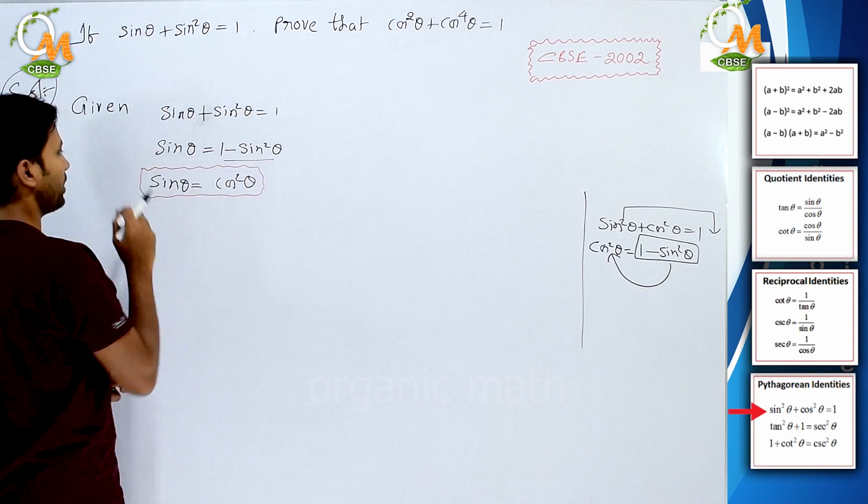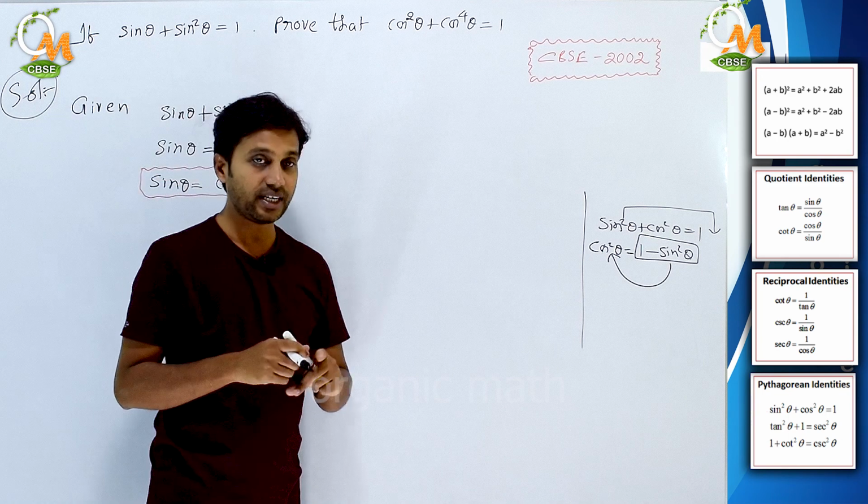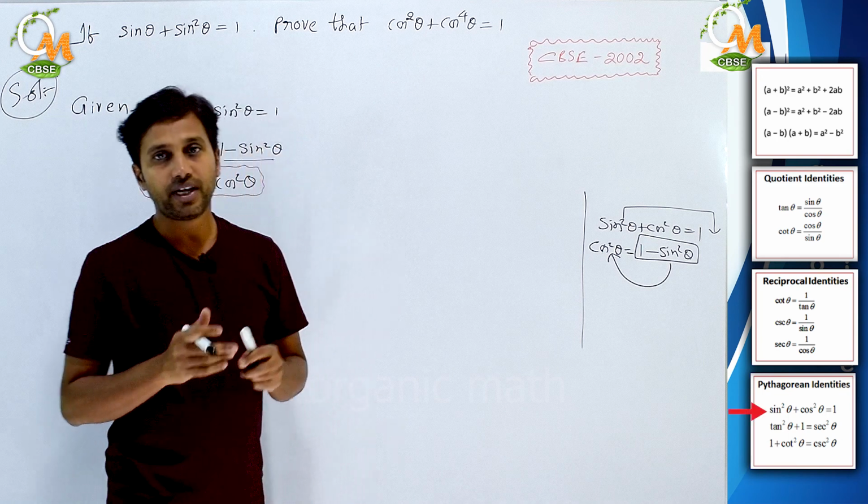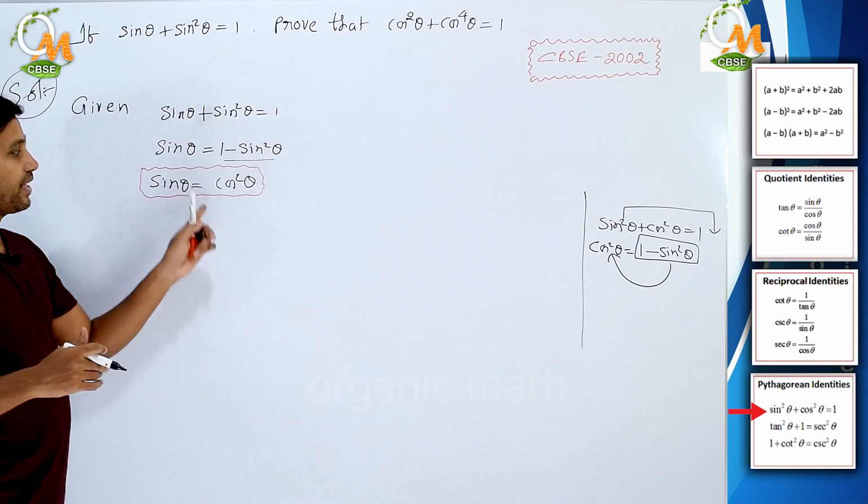Okay, in this case what happened? Sin theta is equal to cos square theta. Generally it will never happen, but for this given condition it is true.